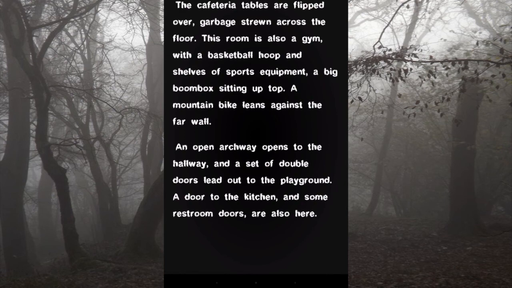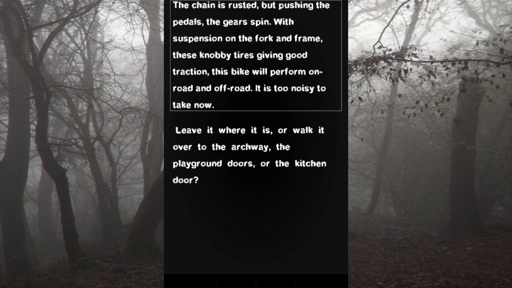Door to the kitchen. Take a look at that mountain bike. Some knobby tires giving good traction, if you know what I mean, mate. No, I don't either. I have no clue what you mean. This bike will perform on-road and off-road, if you know what I mean. On-road? Off-road? No road! Okay, so I can move the bike somewhere.